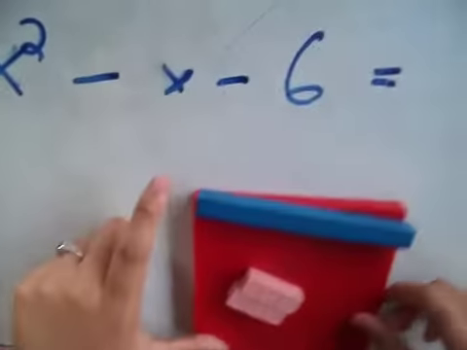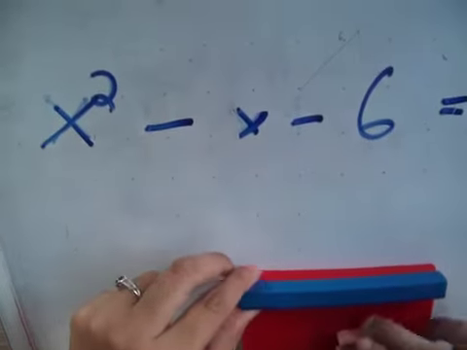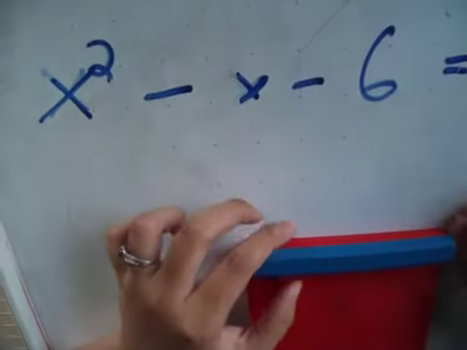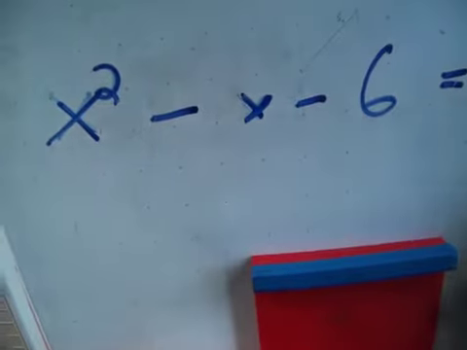Now, build me a rectangle using these. Now what do you need? You need zero.